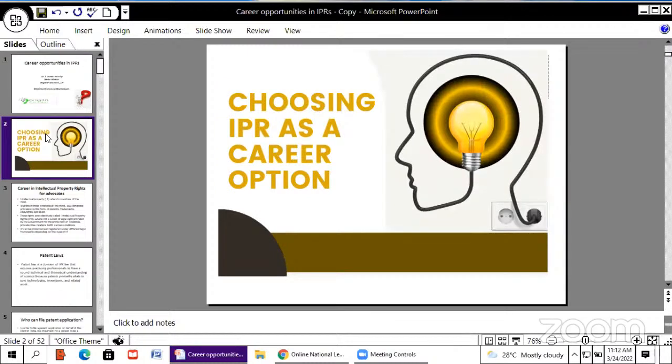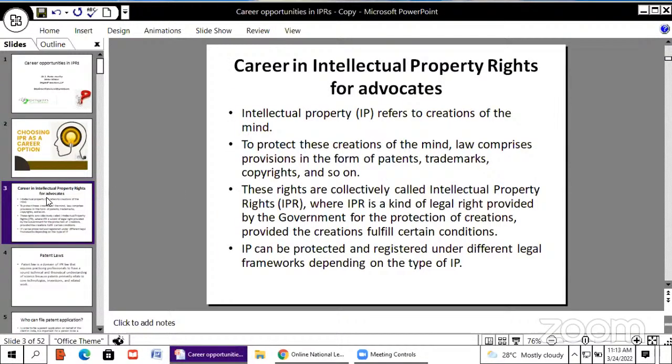Now, as all of you have learned from the earlier sessions, IPR has got several tools like patent, copyright, trademark, and each one of them has got a career opportunity, not only for engineers, but also for advocates. So each one of them can be considered as a very potential place where one can get a job. Now, intellectual property refers to creations of mind. We already know this. To protect these creations, the law comprises provisions in the form of different tools like patents, trademark, etc.